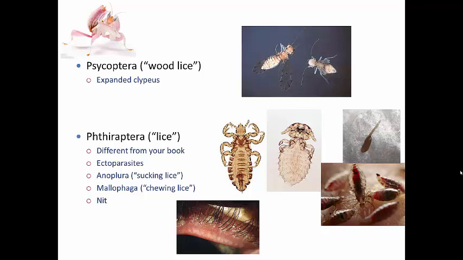So remember that clypeus is attached to that upper lip, that labrum area. Okay? And so this means that they have a very large, prominent head. So this is how I always remembered them when I was learning this. You think psycho, head, large head. There we go. They have that expanded clypeus. Really large prominent head, really expanded clypeus is the major characteristic for the book lice, the bark lice, the wood lice.